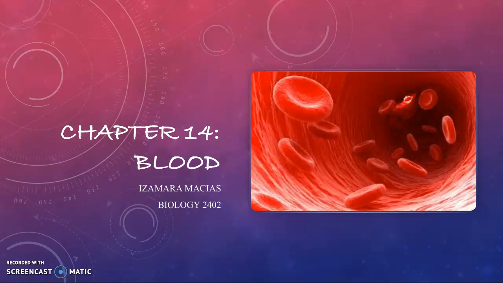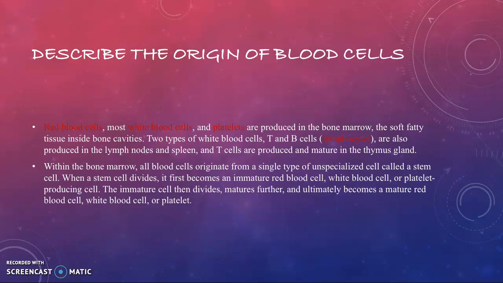Okay, so I'm going to talk about Chapter 14, Blood. And the question is, describe the origin of blood cells. Red blood cells, most white blood cells, and platelets are produced in the bone marrow, the soft fatty tissue inside bone cavities. Two types of white blood cells, T and B cells, are also produced in the lymph nodes and spleen, and T cells are produced and mature in the thymus gland.